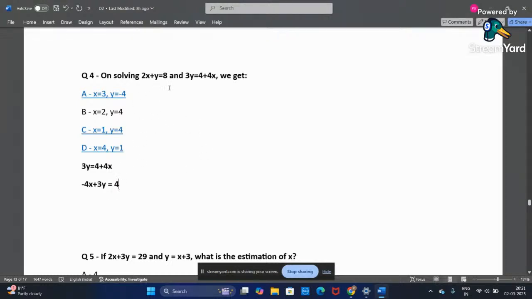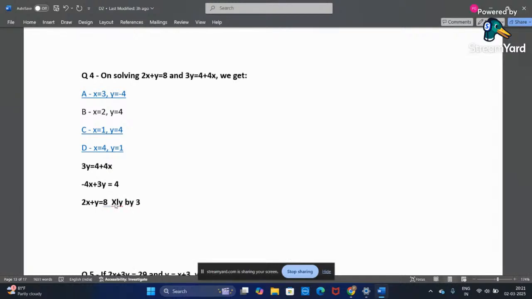Take this equation as 2 and this equation as 1, and multiply this equation with 3, so that 3y here becomes 3. So this and this will get cancelled after multiplying with 3. Okay, I'll do that. So this 2x, when you are multiplying with 3, changes to 6x plus 3y equals 24.